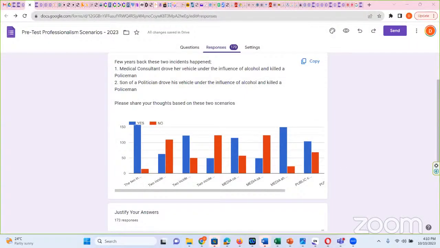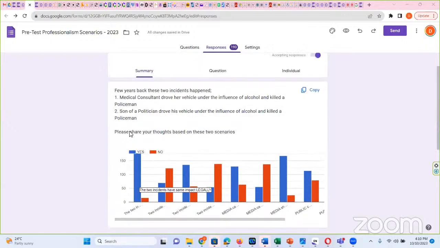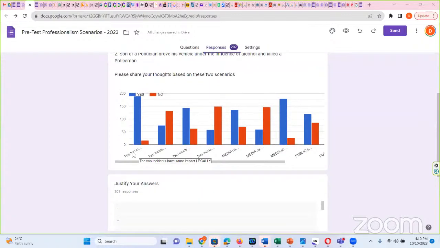These are the responses. About 187 people have responded. A few years back, these two incidents happened. A medical consultant drove her vehicle under the influence of alcohol and killed a policeman. The son of a politician drove his vehicle under the influence of alcohol and killed a policeman. Almost all the people mentioned that the two incidents have the same impact legally.